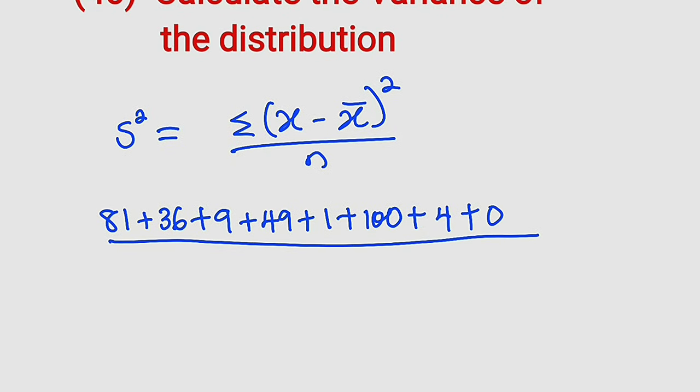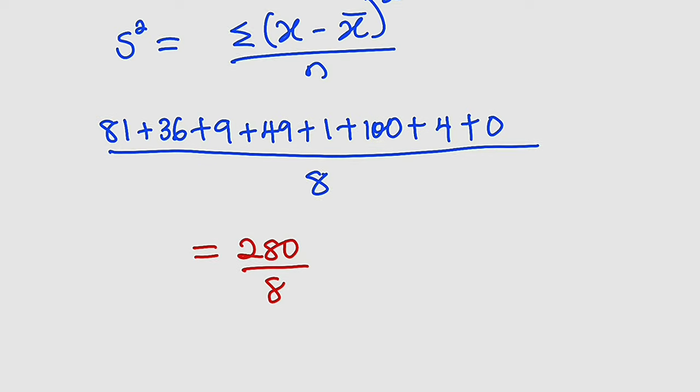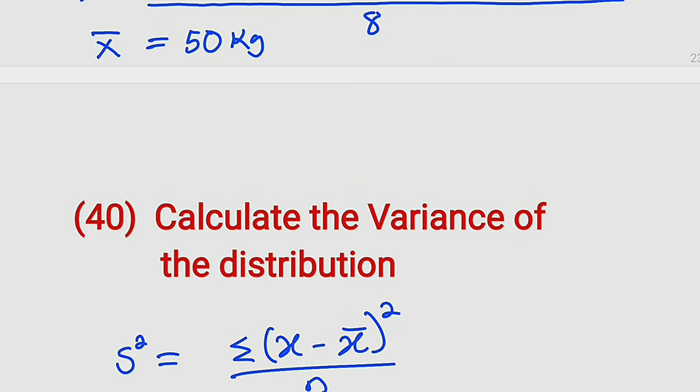Divide by the number of items, which is 8. So now let us add all of this together. And once you add the numerator, you're going to get 280. Then the denominator is 8. Then we divide by 8, and that will give us 35 exactly. Therefore, the variance is equal to 35. And this is the answer to question number 40.